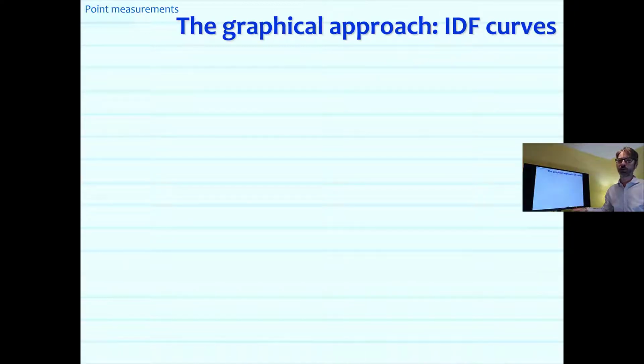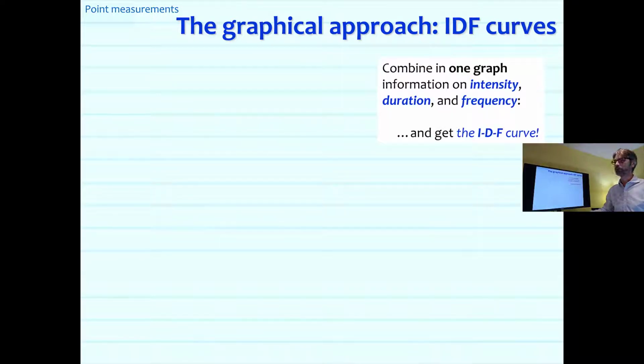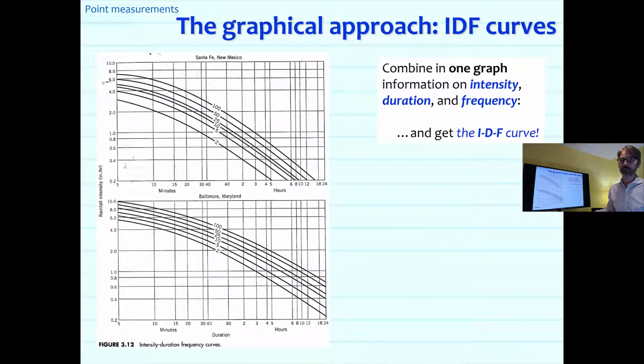The approach you're more likely to see in this course is the graphical approach. This approach combines in one graph a bunch of information on intensity, duration, and frequency, and when you combine them all together, you get the IDF curve. It looks like this. Here are two examples. This is Santa Fe, New Mexico. This is Baltimore, Maryland.